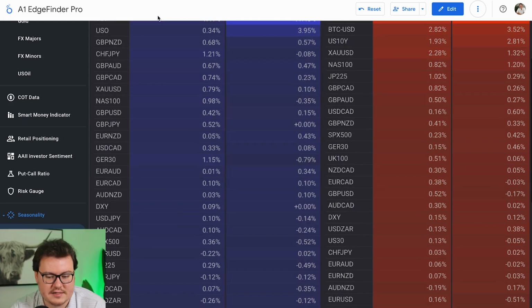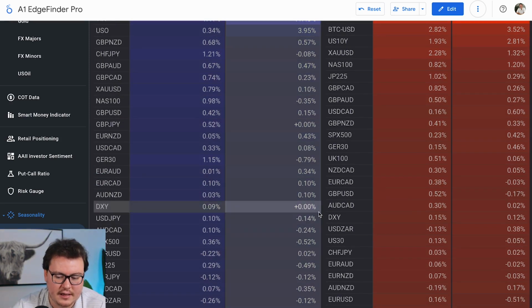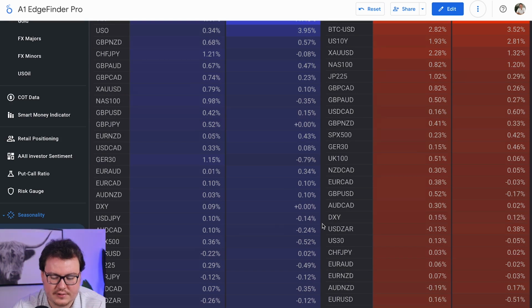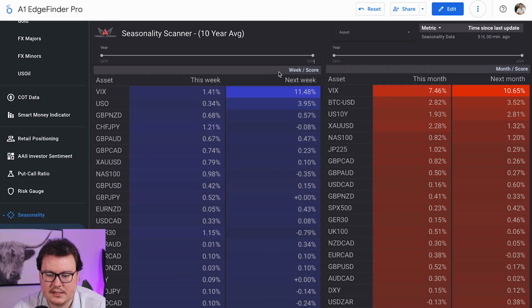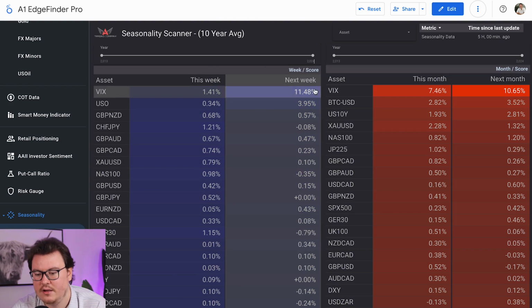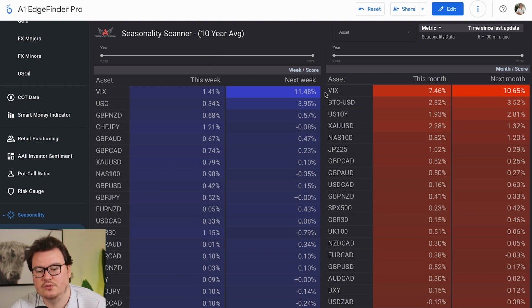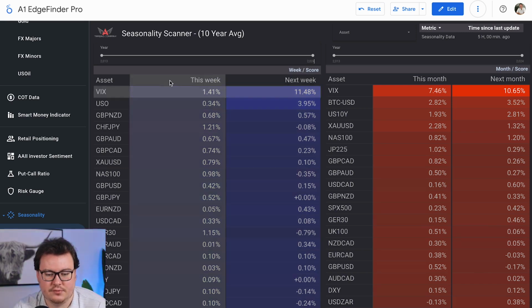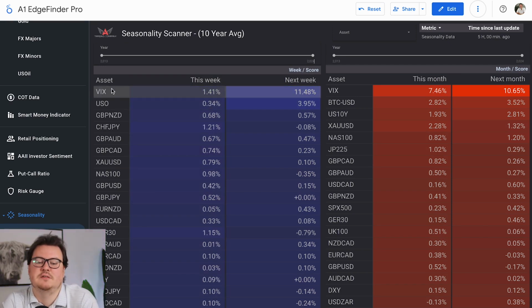We have all of our assets listed here, and we see 2 different charts. This is a weekly graph or chart right here, and then the monthly chart right here. And the other nice thing about this is it doesn't just show you this week, but it will also show you next week or this month and next month. So for example, the VIX here is at the top of both of these charts. The volatility index, if you're unfamiliar with what the VIX is.